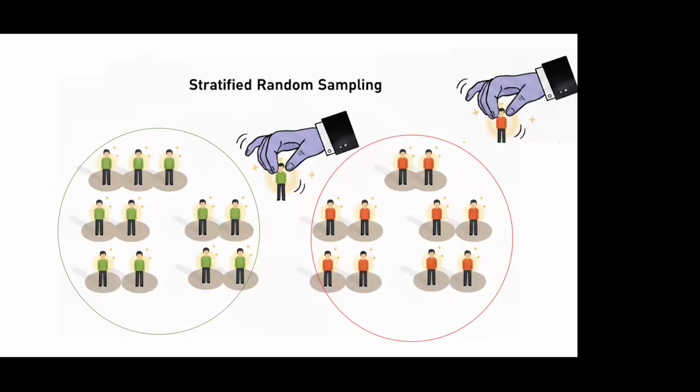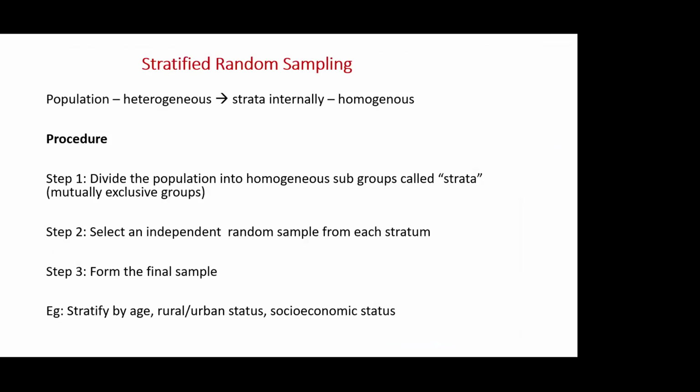The next format is stratified random sampling. As the word tells, you stratify the whole sampling frame and then select randomly. So what do you do? It's mostly used where the population is heterogeneous. You divide it into strata, and within each stratum the units are more or less homogeneous.